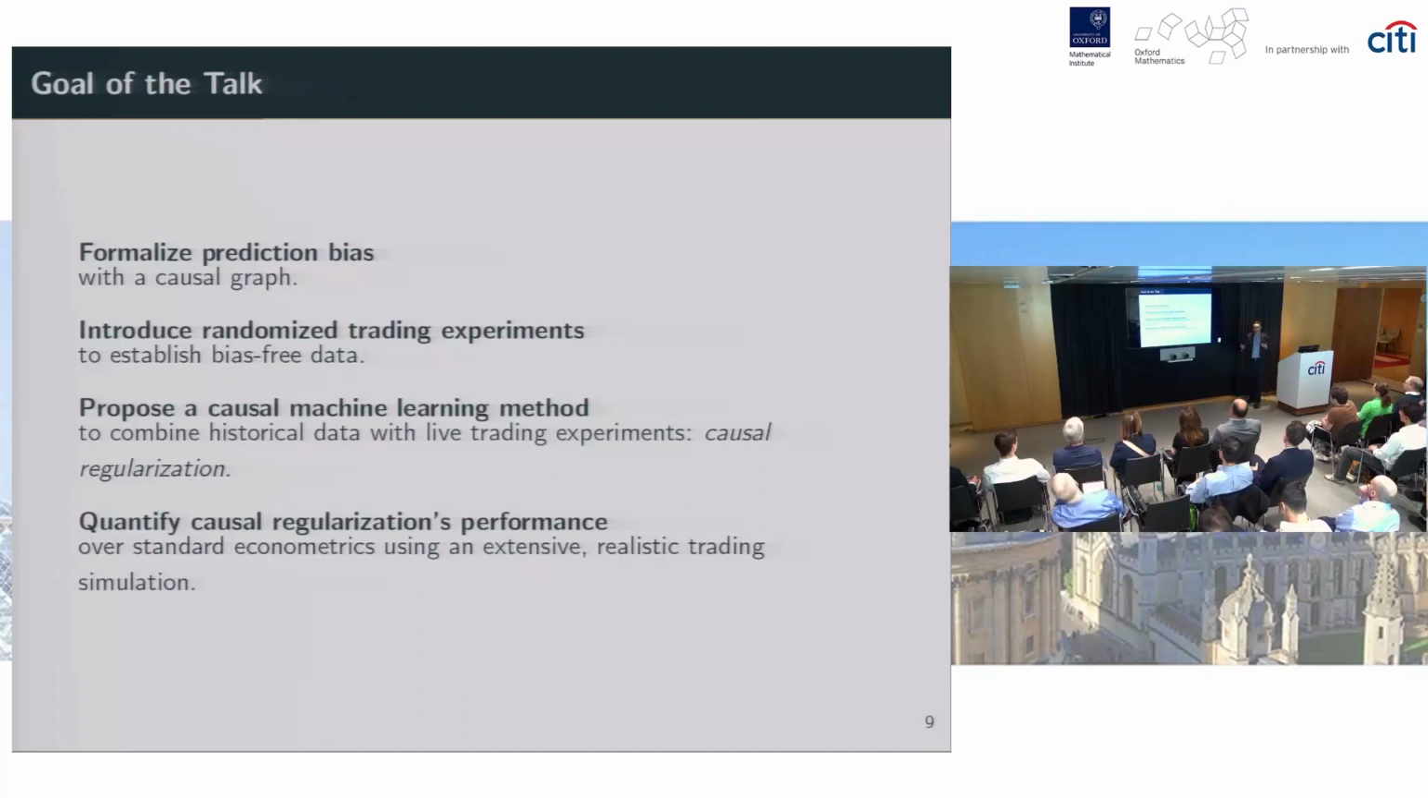Because I now have the simulation environment where I can test different experiment designs, I can compute confidence intervals of these methods, and I can compare them. In particular, I can then propose my own method that hopefully will be better than just using naive randomization. That will be this causal machine learning technique called causal regularization, which is very simple.